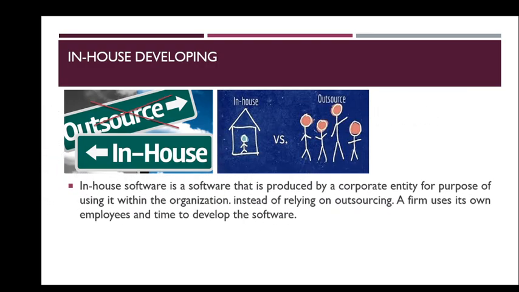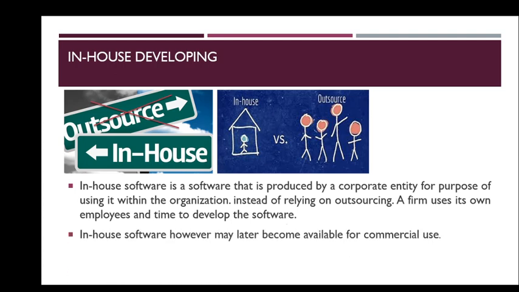So this is just an explanation of what we have said. In-house software is software that is produced by a corporate entity for the purpose of using it within the organization instead of relying on outsourcing. A firm uses its own employees and time to develop the software. Number 2, in-house software, however, may later become available for commercial use.